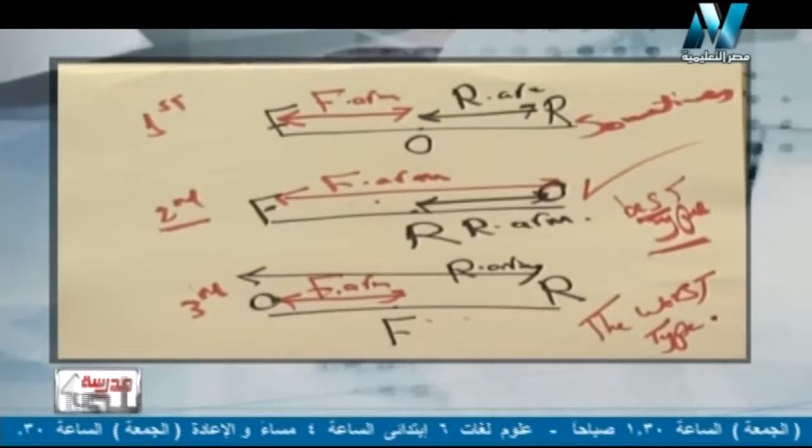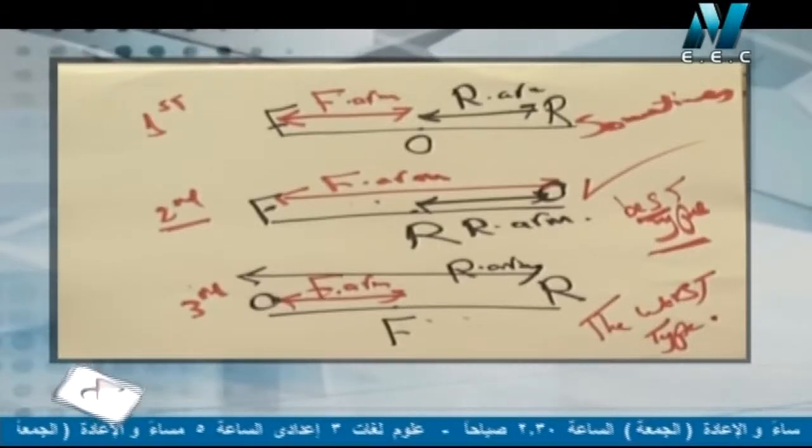So third class lever is considered the worst type in conservation of effort. It doesn't save effort at all, but I use it for certain functions or tasks, for accuracy in performance or avoiding dangers.